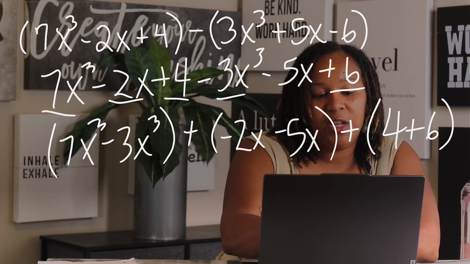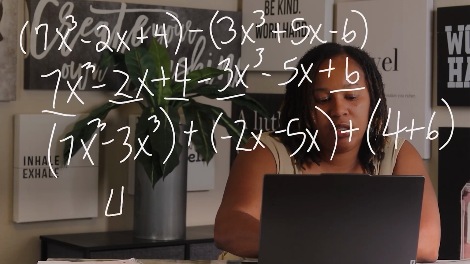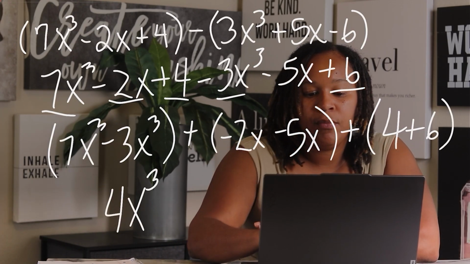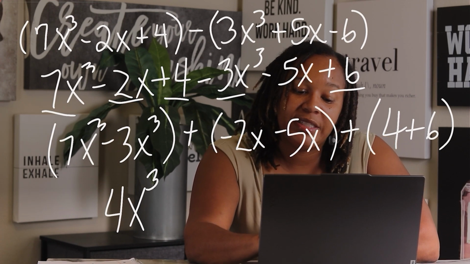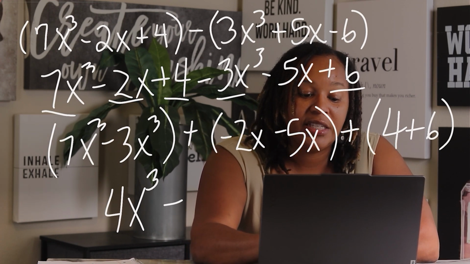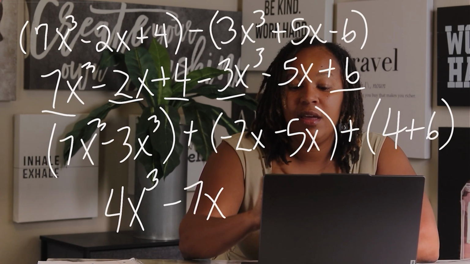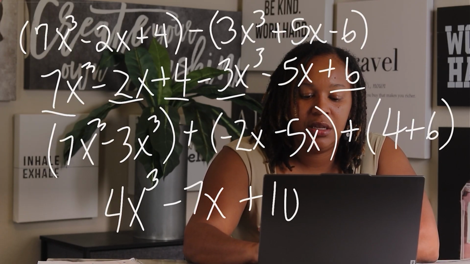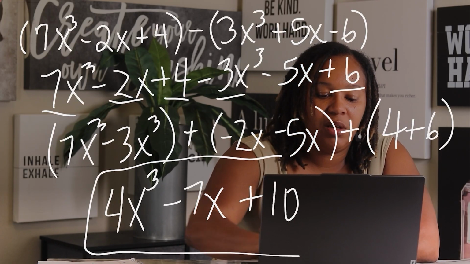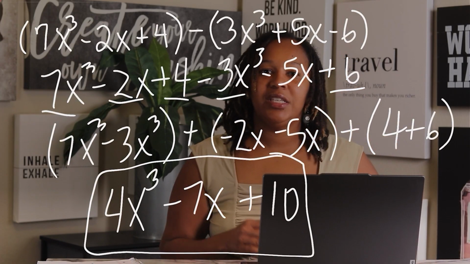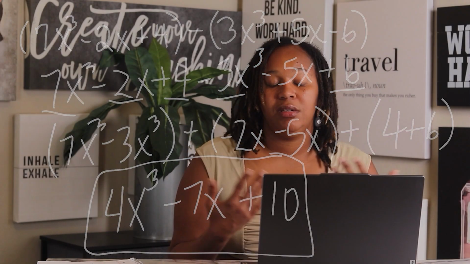And so you end up getting 7x to the third minus 3x to the third, which is 4x to the third. Negative 2x minus 5x is a negative 7x. And then 4 plus 6 is 10. So your final answer ends up being 4x to the third minus 7x plus 10. And so that's how you subtract polynomials. Let's look at one last example.